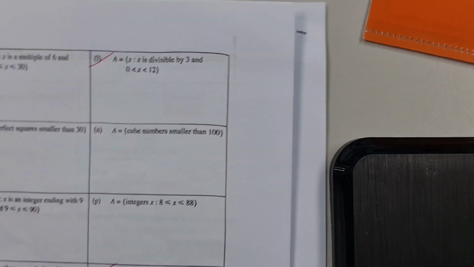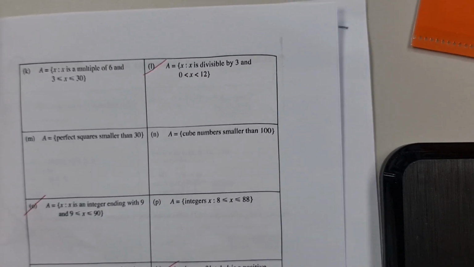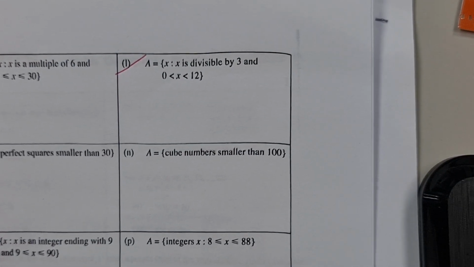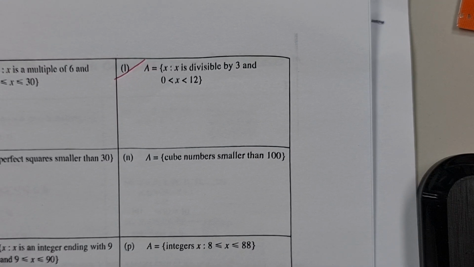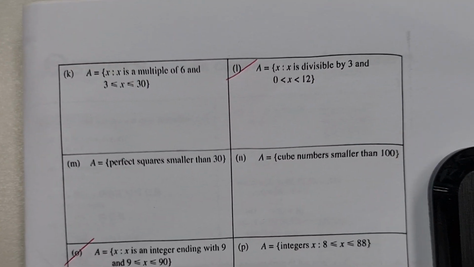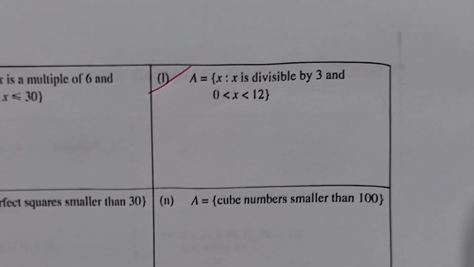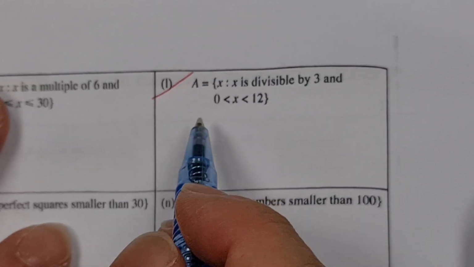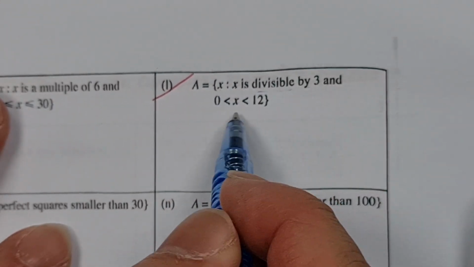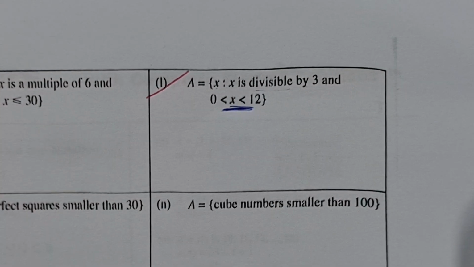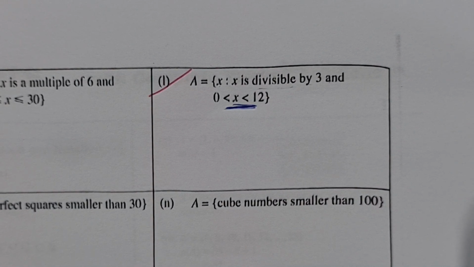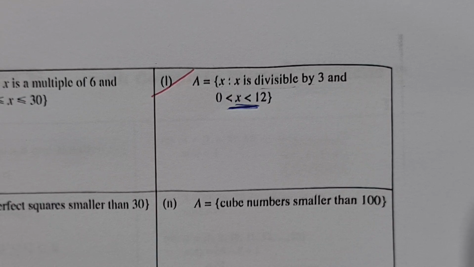Okay, I'm going to move on to the next part of the worksheet already, 3B. Now I'm going to go through L. So this is another common type of question that you might get during the exam or during the test itself. So they mentioned that x is divisible by 3 and the range is more than 0 and less than 12. Take note that there's no equal sign there. So the tricky part, you must take note.